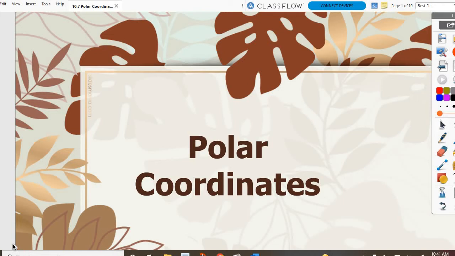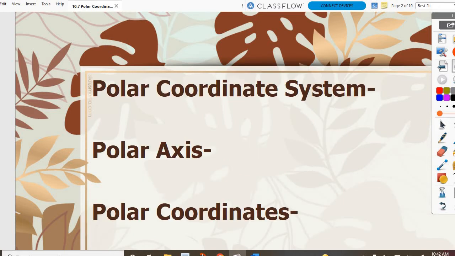What type of coordinates have we dealt with up until now? Rectangular coordinate plane. Hopefully, you might have also heard it called the Cartesian plane. That's what your XY coordinate plane is called. We're going to be going over polar coordinates, which is a new type of coordinate system.